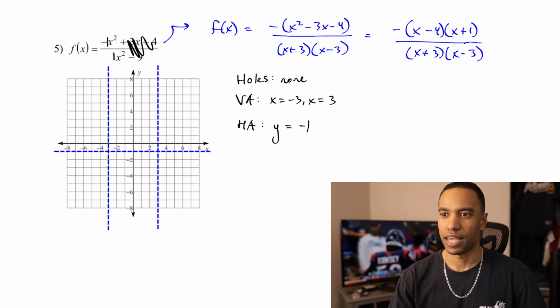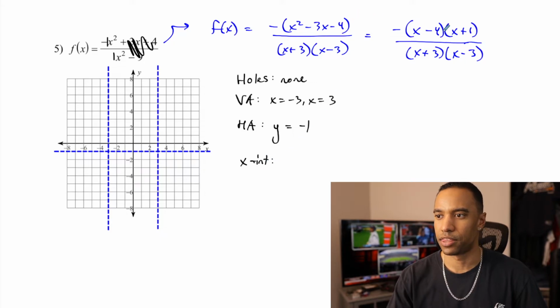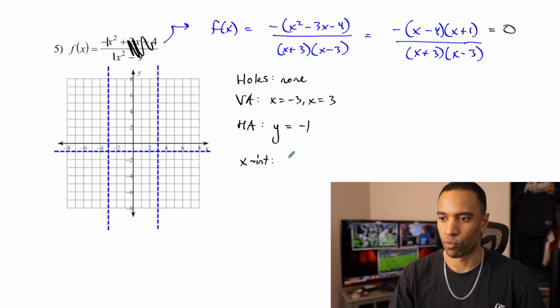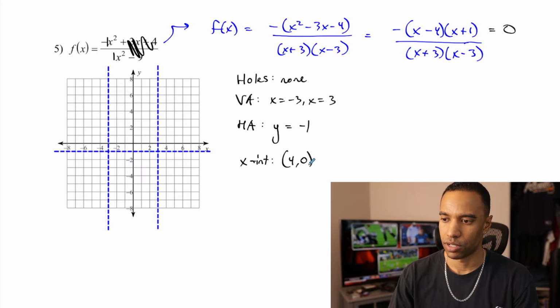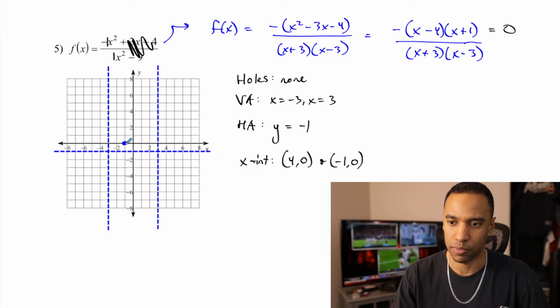Okay, now let's start looking at intercepts. Let's look at x-intercepts. We set the numerator equal to 0. So x can either equal 4 or negative 1. So 4 comma 0 and negative 1 comma 0 are our 2 x-intercepts. So negative 1 comma 0 is here, 4 comma 0 is here.